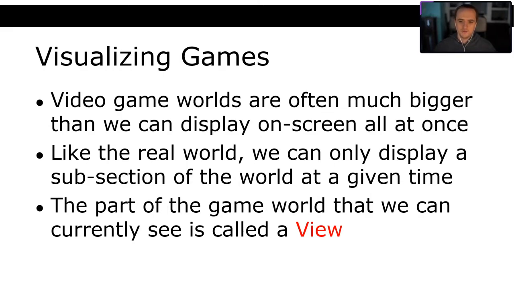The part of the game world that you can currently see is called a view. Just like in the real world, you have a view of the environment. That view may be occluded by something. It might have a certain angle. It might be looking down. It might be looking up. In a game world, we can have different views as well.